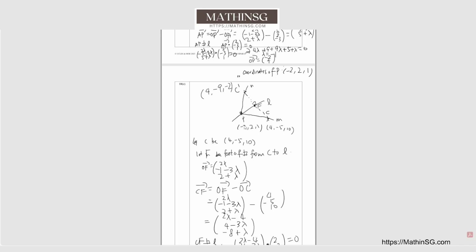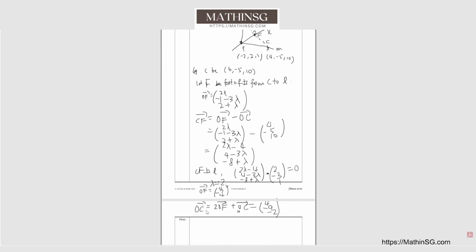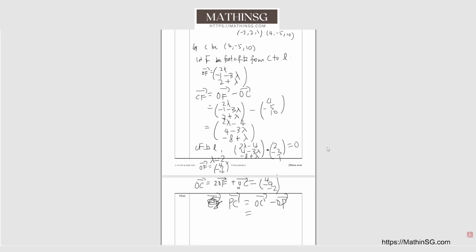So once I've gotten OC prime, which is 4, minus 9, minus 2, I know that P is this, right? So to find the equation of the line, I just need to find the direction vector C prime P, or PC prime, the same, which is equal to OC prime minus OP. Then you take this 4, minus 9, minus 2, minus 2, 2, 1, and it will give me 6, negative 11, and negative 3.